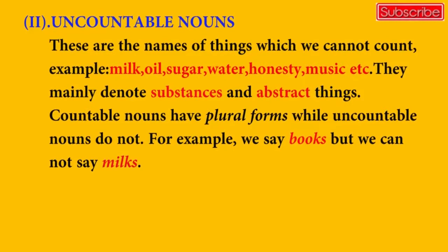They mainly denote substances and abstract things. Countable nouns have plural forms, while uncountable nouns do not. For example, we say books, but we cannot say milks.